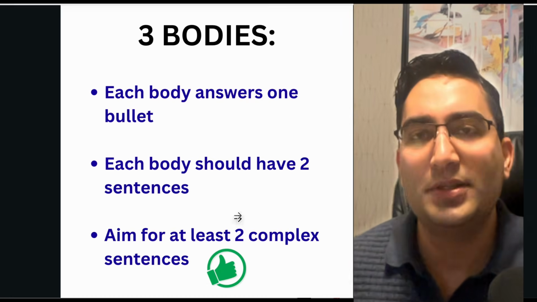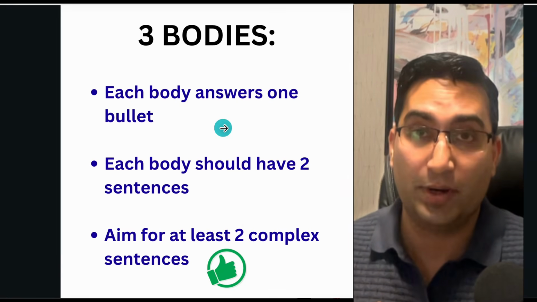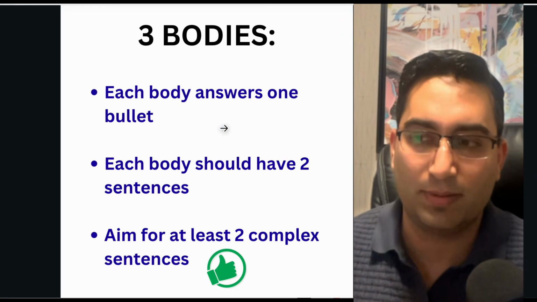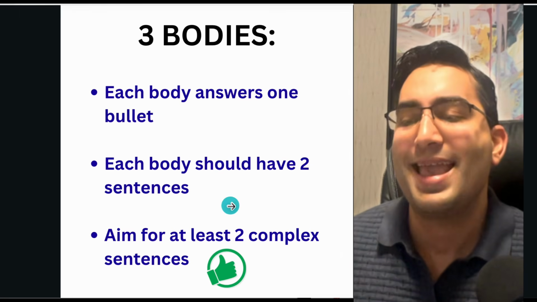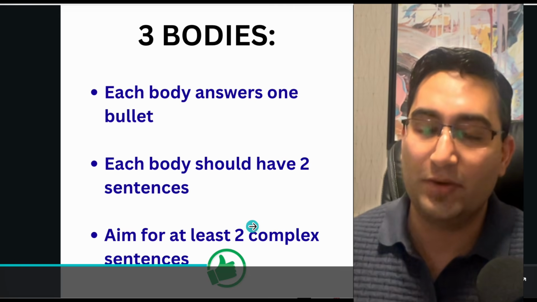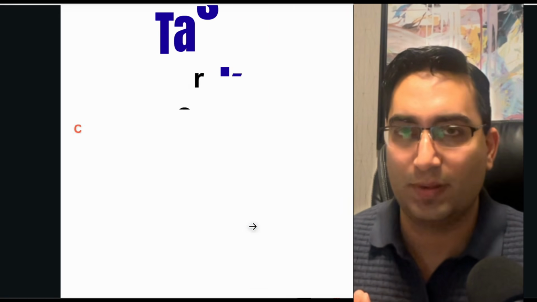Let's talk about the rules with regards to the body paragraph. Each body answers one bullet point. Again, same thing from task 1 informal. Same formula is being applied here. Each body should have two sentences. Same formula again. And aim for at least two complex sentences, which right now you already know. So the same rules apply to the formal emails just like the informal emails.